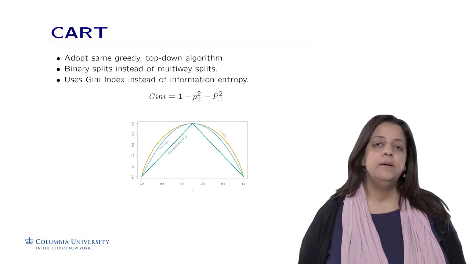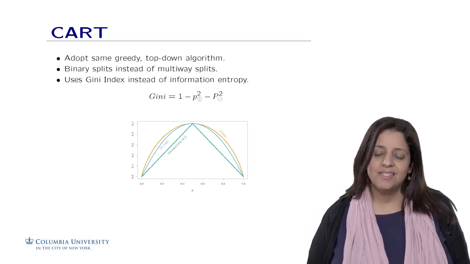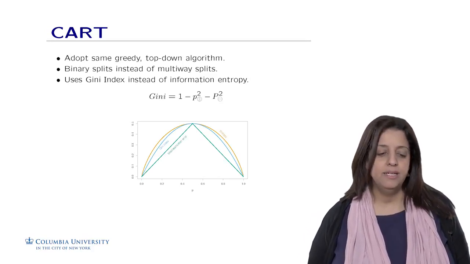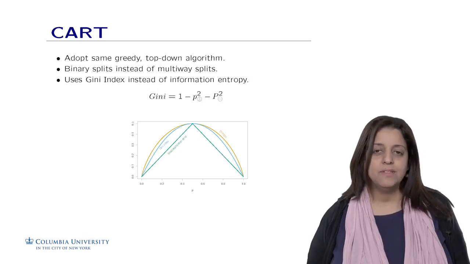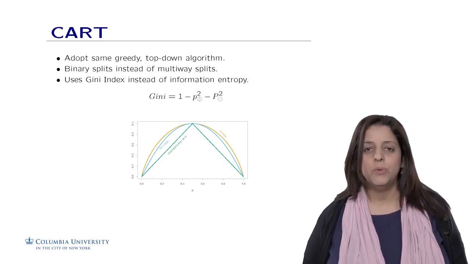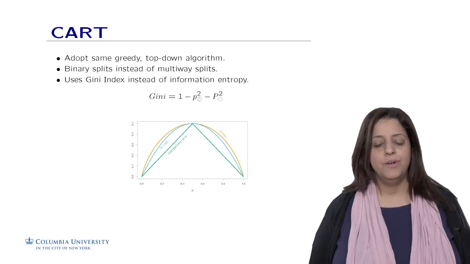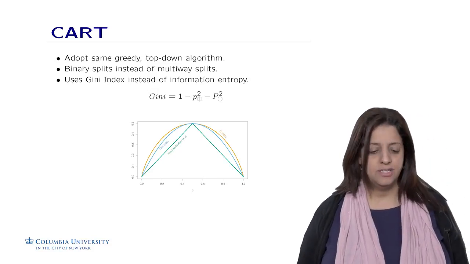Another method to build decision trees, invented in statistics by Leo Breiman, is the CART method. The CART method adopts the same greedy top-down search algorithm to find a decision tree that matches the data.